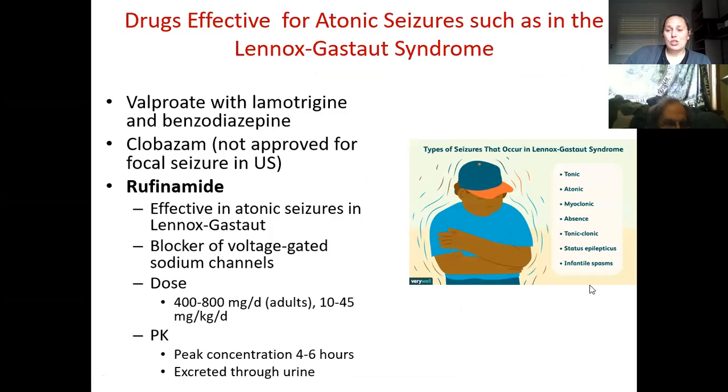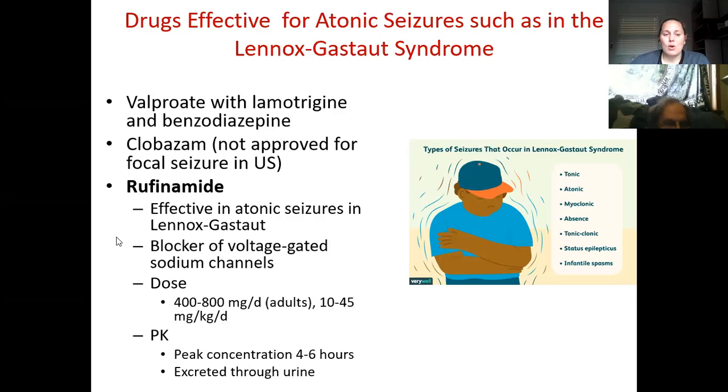Okay, so again, shifting to yet another heading: drugs effective for atonic seizures, such as in Lennox-Gastaut syndrome. If you're not familiar with this syndrome, it can involve tonic, atonic, myoclonic, absence, tonic-clonic seizures, status epilepticus, or infantile spasms. For this particular syndrome, you generally use valproate with lamotrigine and benzodiazepines. Rufinamide can also be applied here. It's a blocker of voltage-gated sodium channels, and you can see the general range of dosage as well as the PK, and it's excreted through urine.